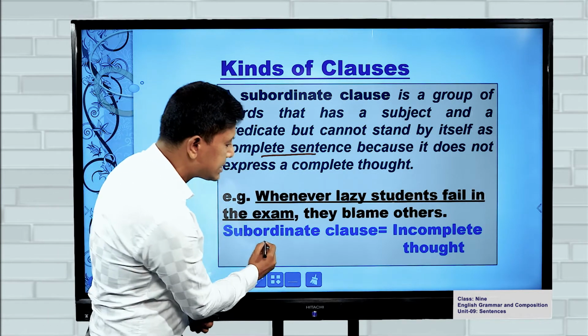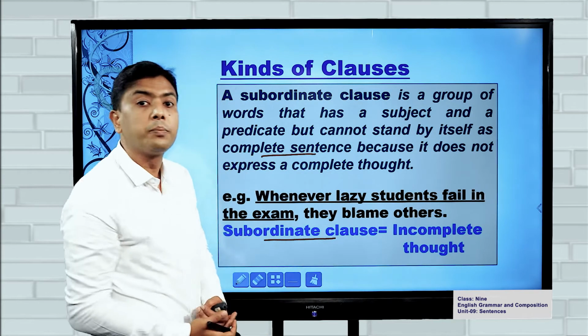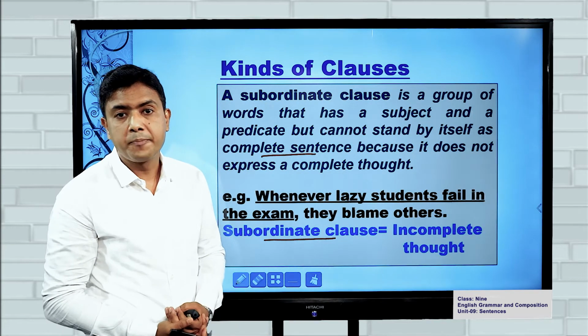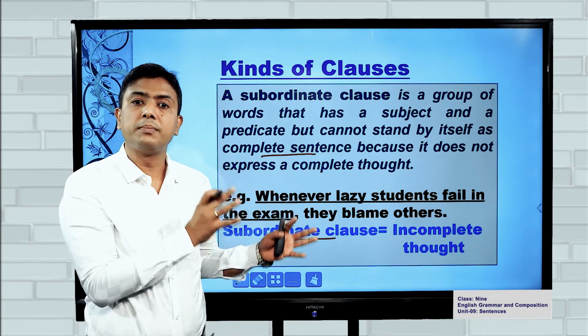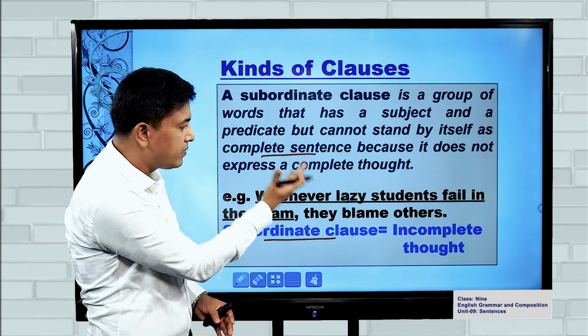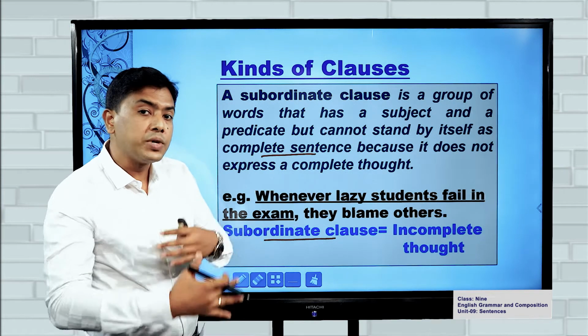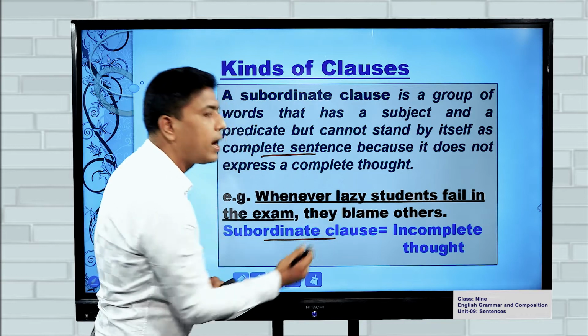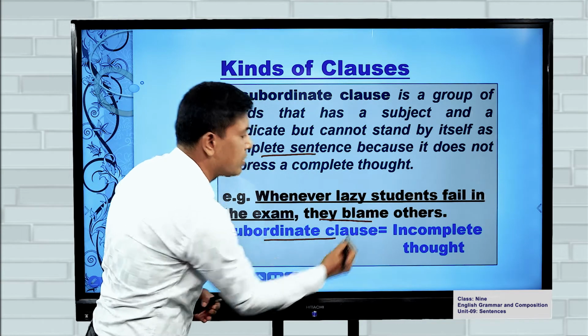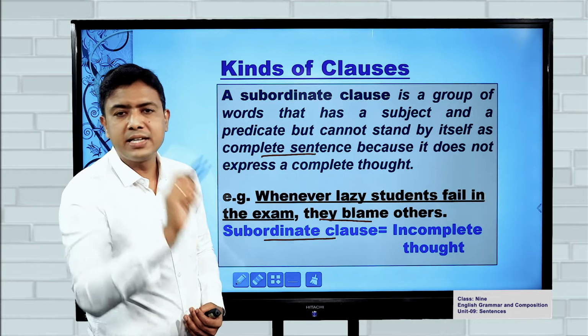Therefore, we can say subordinate clause means incomplete thought or incomplete idea. It is always depending on another clause to give us a complete meaning. Here we can see whenever lazy students fail, it requires another idea. Therefore, we added they blame others. In fact, this particular clause is an independent clause.